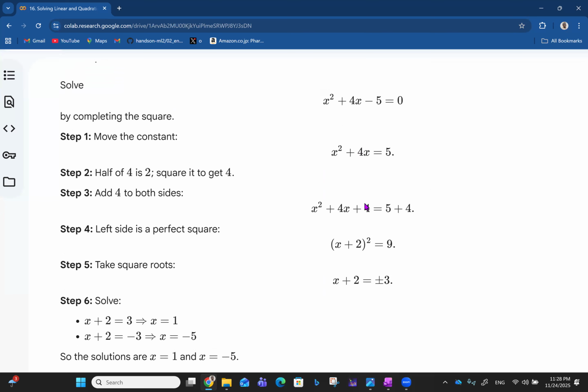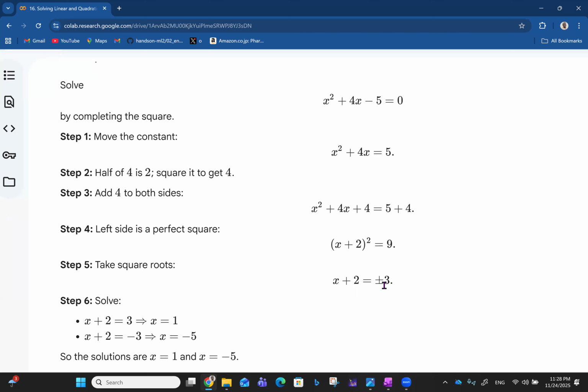So this 4 is now like 2 squared, and that is equal to 5 plus 2 squared again. So that's x squared plus 4x plus 4 equals 5 plus 4. So the left side is a perfect square. That's x plus 2 squared. So by adding this square, now this is a perfect square. So you have x plus 2 squared equals 5 plus 4, 9. So if you take the square root now, this square will be gone. So you have x plus 2 equals plus or minus 3.